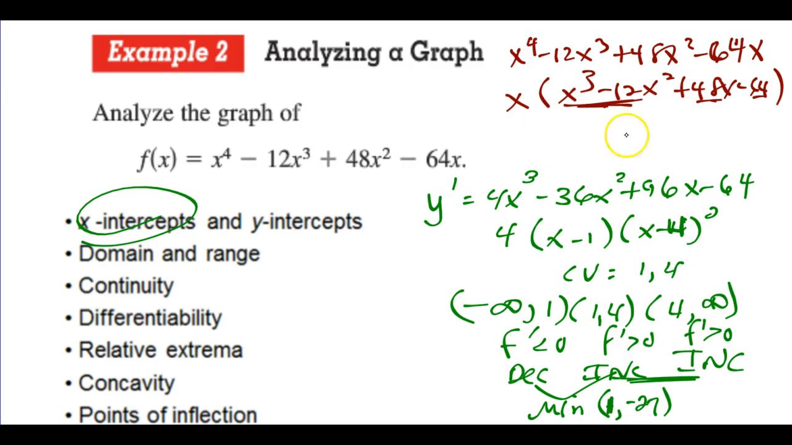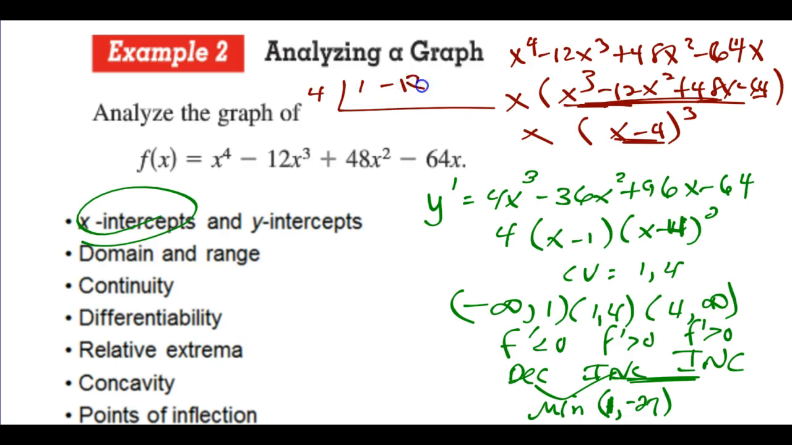Eventually this will turn out to be (x minus 4) quantity cubed. So go ahead and do synthetic division by 4. I don't know if you want me to do that again. You grab the coefficients, 1, negative 12, 48, and negative 64, and look for a 0. Bring down the first term, multiply, add, multiply, add, and that's probably 60. That did not work.